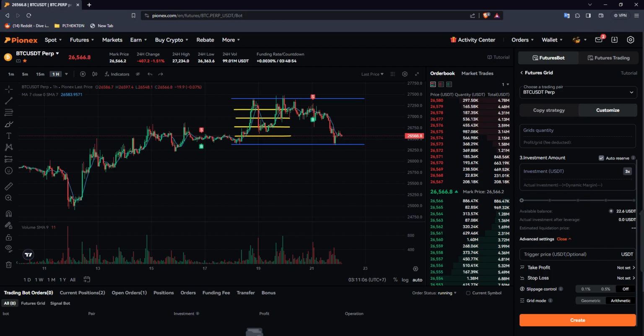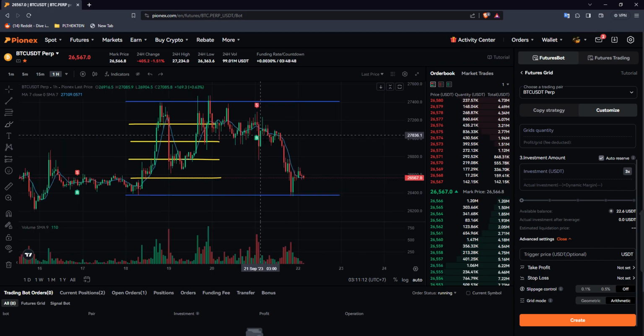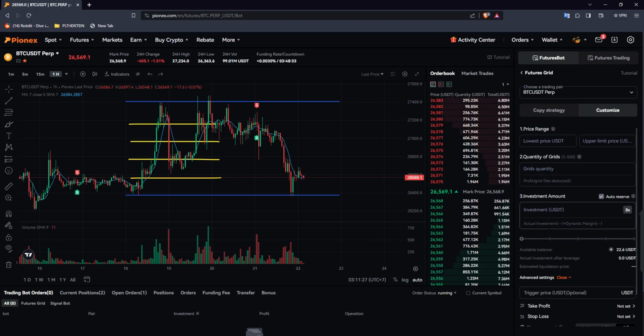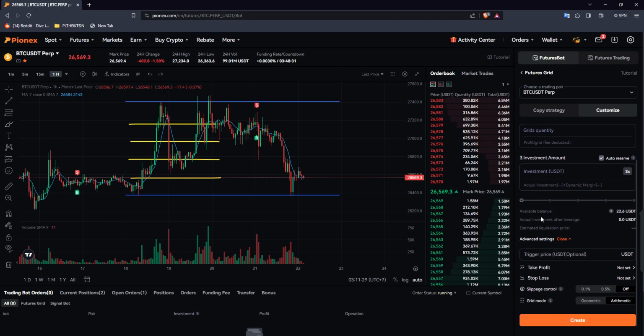One other thing to note is the grid mode. So arithmetic basically means that the distance between the grids will be a fixed amount. And with geometric, it basically means that the distance between the grids will be a fixed percentage. So that is the difference between geometric and arithmetic. And that is everything that you guys need to know about the futures grid bot.